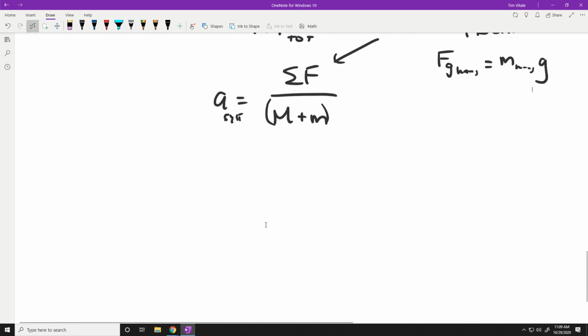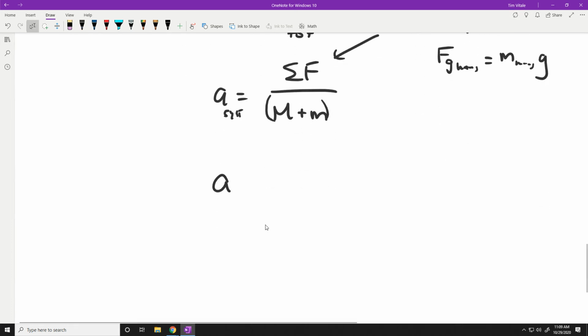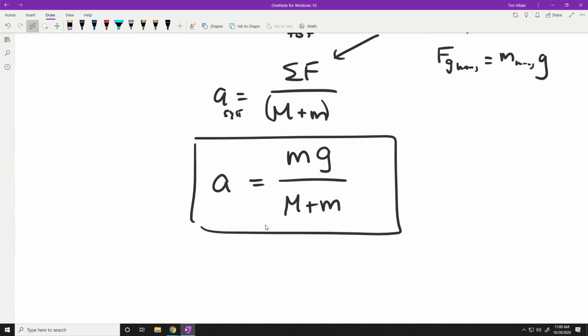So we could replace that and say the acceleration of the total system is equal to the little m, the hanging mass, times g, divided by the big M plus the little m. And that, again, is just a restatement of Newton's second law, but for a specific case of the modified Atwood's machine. So I hope that helped you out a little bit.